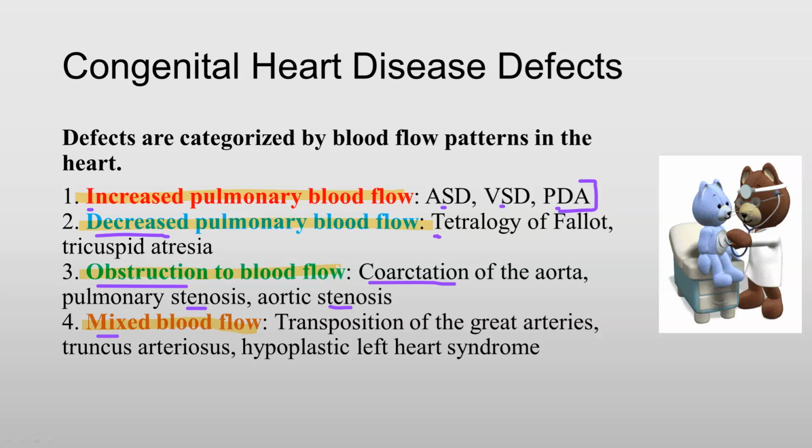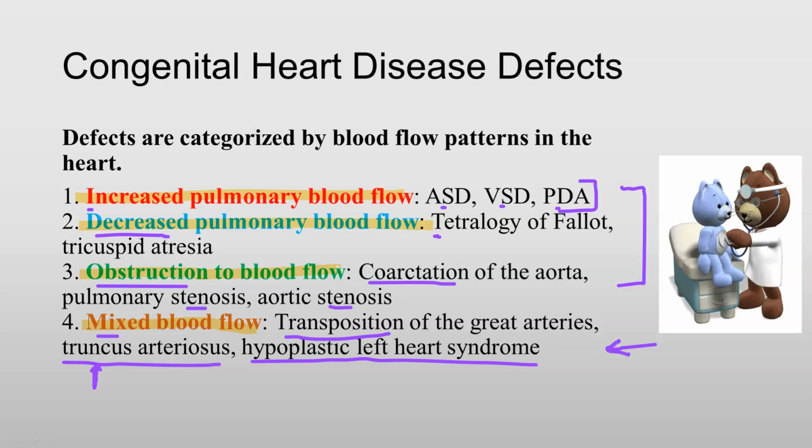It just says obstruction to blood flow. And mixed is going to be transposition. So things are mixed up when you say the word transposition. It's transposition of the great arteries. Truncus arteriosus. So we have a change in our aorta, and then we have a change in our size and structure of the left ventricle. So hypoplastic left heart syndrome. So once you get these other ones pretty much down, then you're going to know the only things left over are your mixed blood flows.